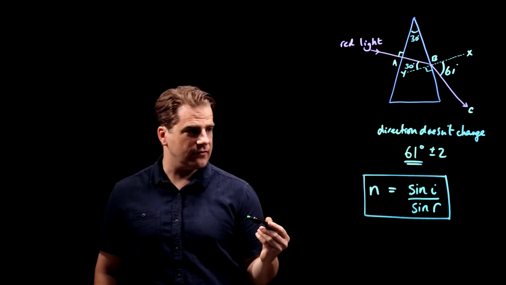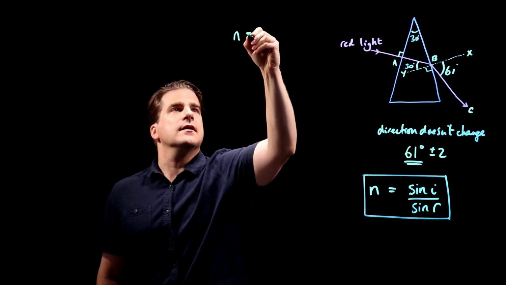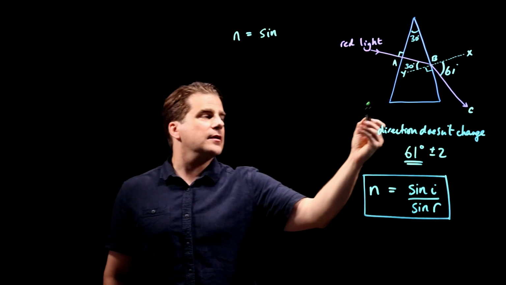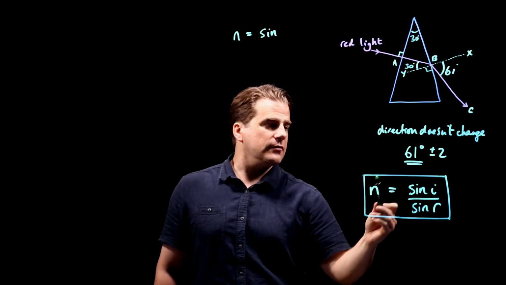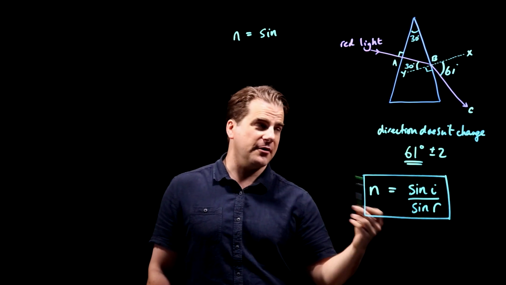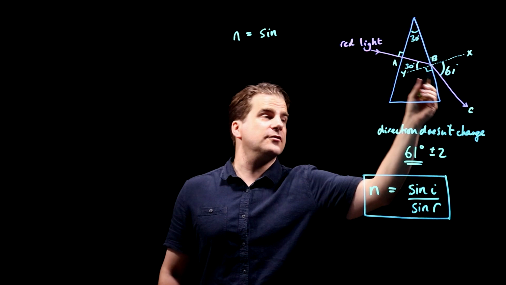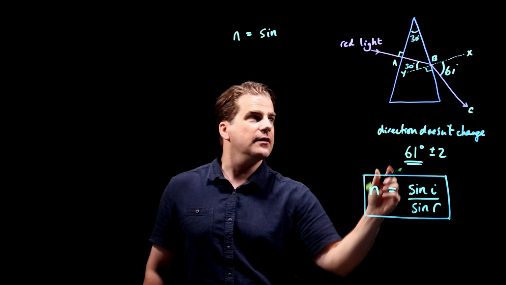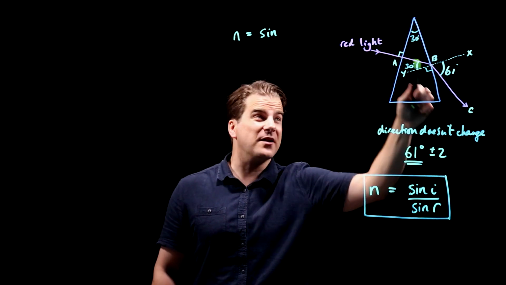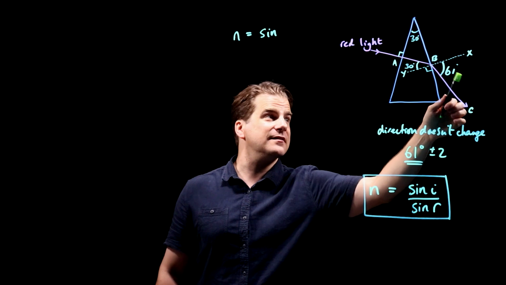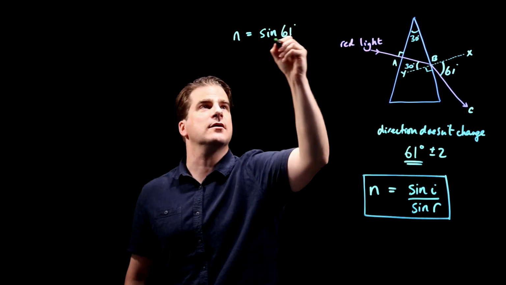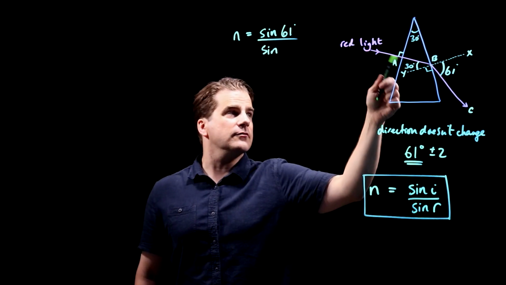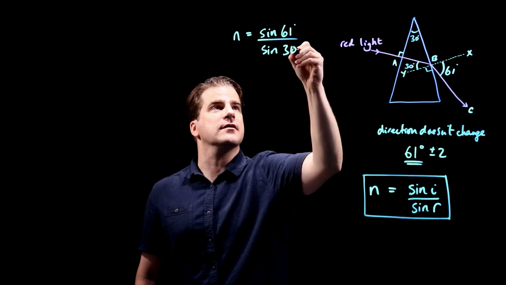Okay, so let's do it. N is sine I. For the equation, like I said, I'm going to keep going on about this. Sine I is the larger of the two. So even though they've described it as the angle of refraction, for the equation, that is the angle of incidence, okay? It doesn't matter which direction the light's going. For the equation, the angle of incidence is the bigger one. So it's sine 61 divided by sine R. Refraction is the one inside, sine 30, okay?